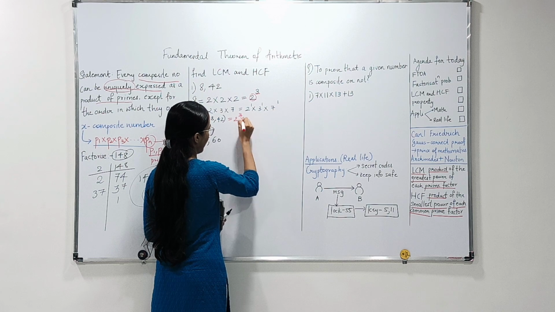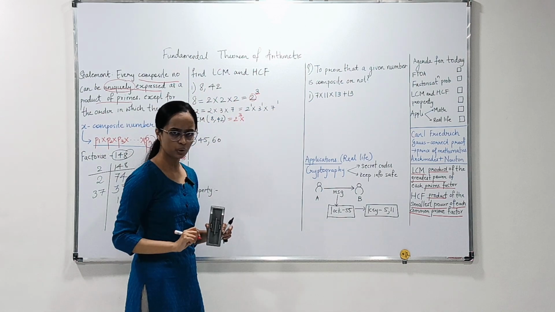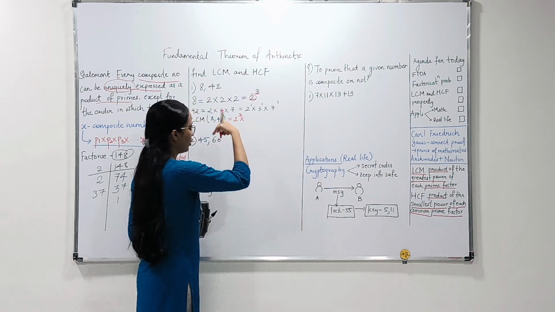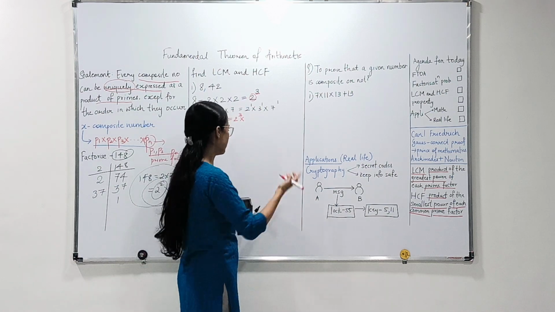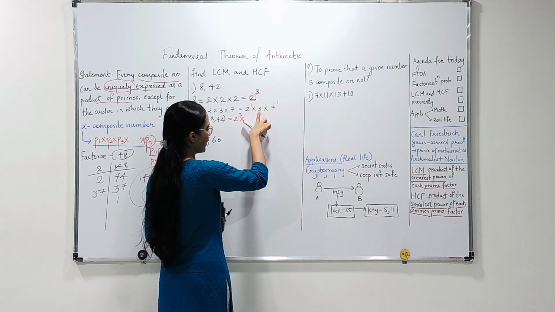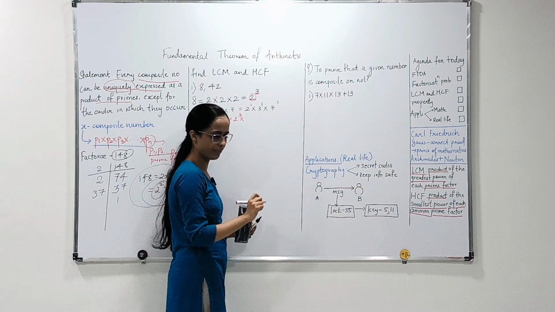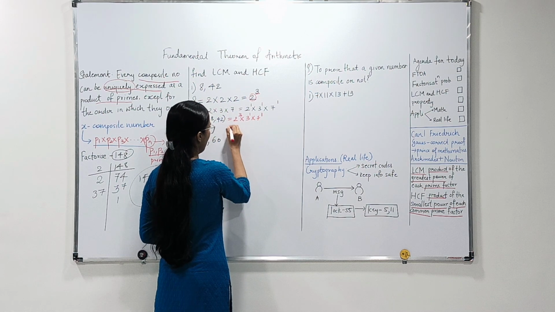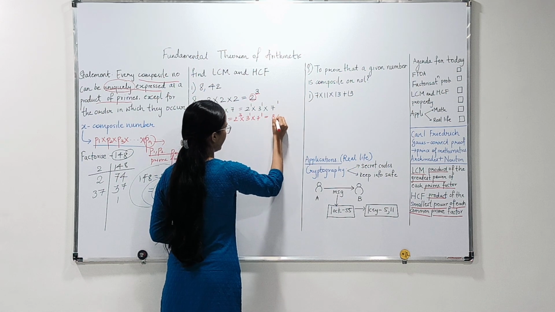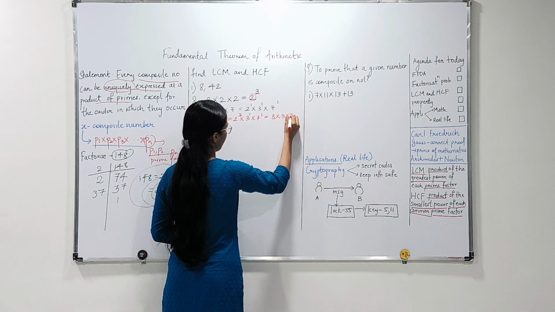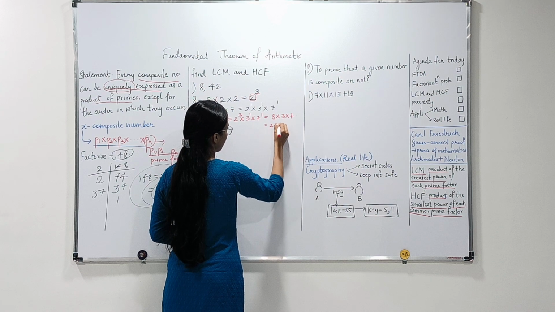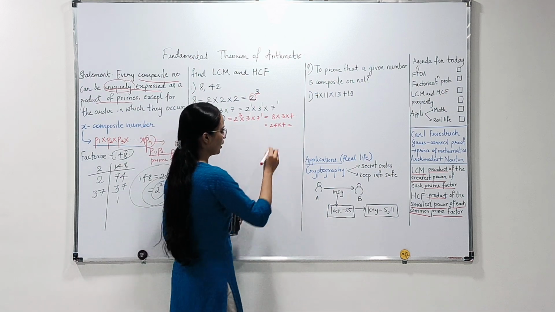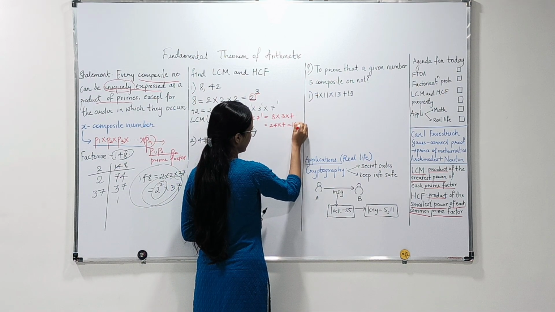2 cube multiplied by, since we have already taken 2 as the greatest power, now you move to the other prime factors in the next number. So then we have 3 and we have 7. The maximum power of 3 is 1 and the maximum power of 7 is also 1. So you have 8 into 3 into 7, which is 24 into 7, and the answer is 168.